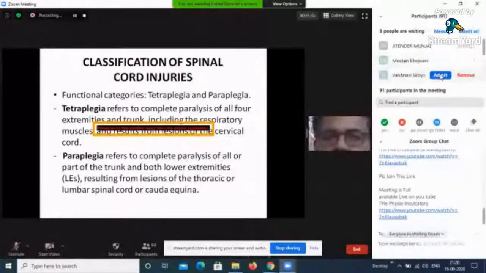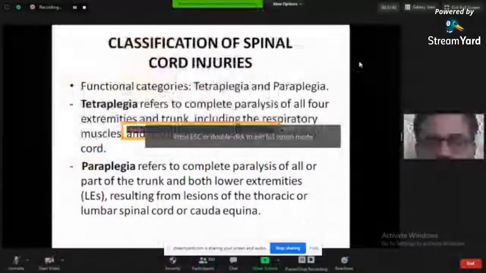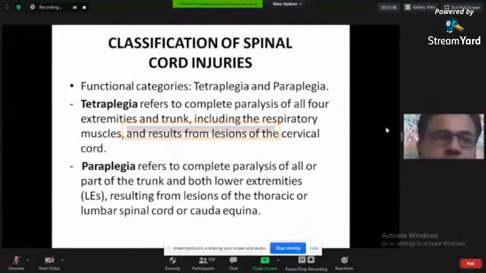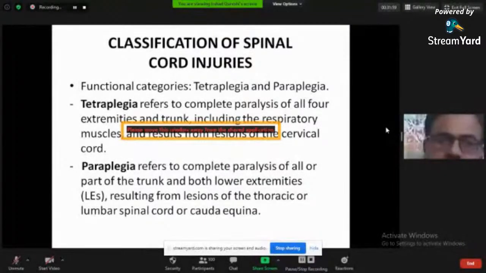And paraplegia refers to the complete paralysis of all or part of the trunk and both lower extremities, resulting from lesions of the thoracic, lumbar spinal cord, or cauda equina. Here, this is not actually mentioned, but paraplegia is further subdivided into high paraplegia and low paraplegia. High paraplegia involves injury at the thoracic level, resulting in bilateral lower extremity paralysis as well as some respiratory compromise. Whereas when the lower spine, that is the lumbar spine, is injured, it results in bilateral lower extremity paralysis, which is low paraplegia.